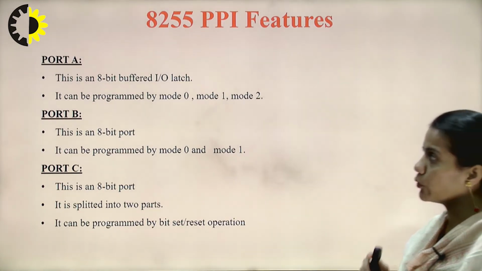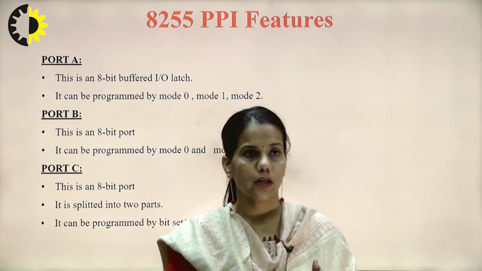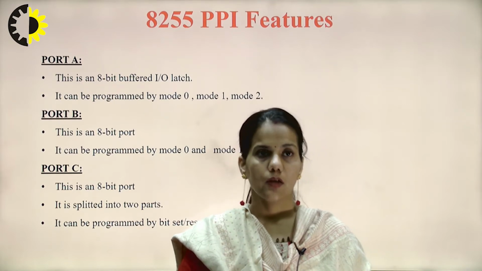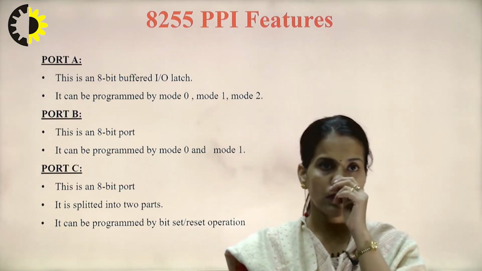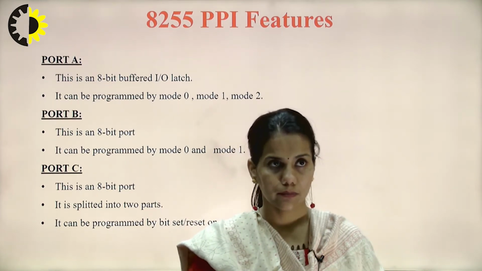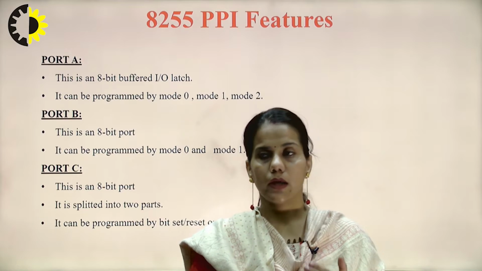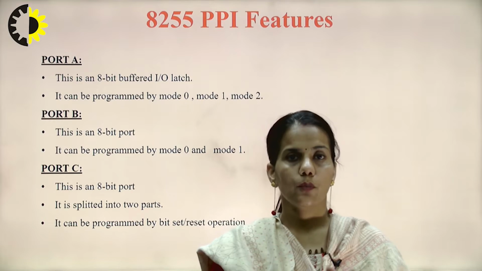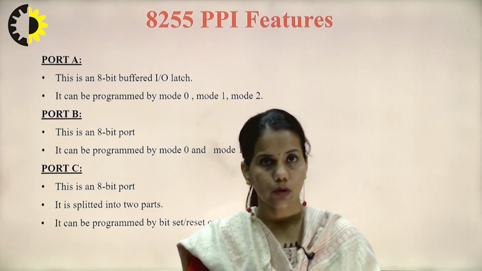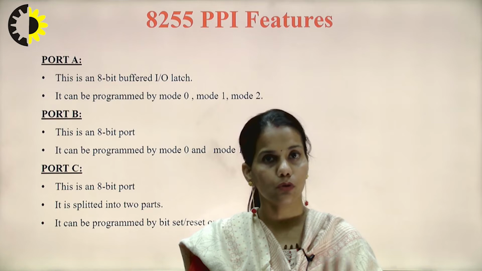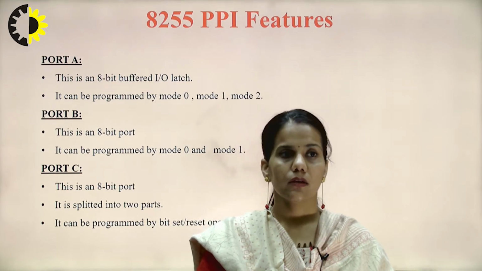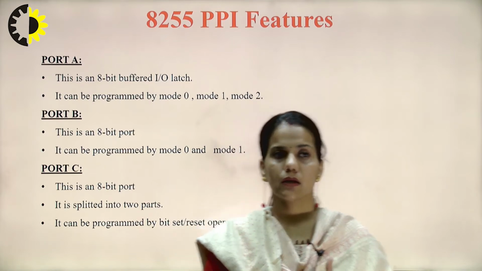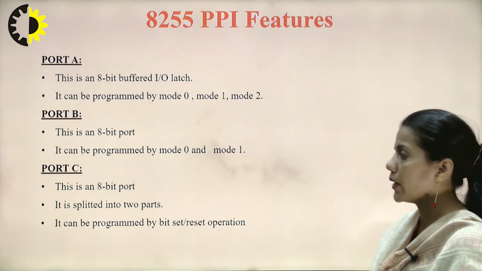When we talk about the ports, 8255 has 3 ports: port A, port B and port C. All 3 ports are 8-bit wide. Port A can be programmed in mode 0, mode 1 and mode 2. Port B can be programmed in mode 0 and mode 1 only, not in mode 2. Port C can be programmed in all the modes, but it is split into 2 parts.